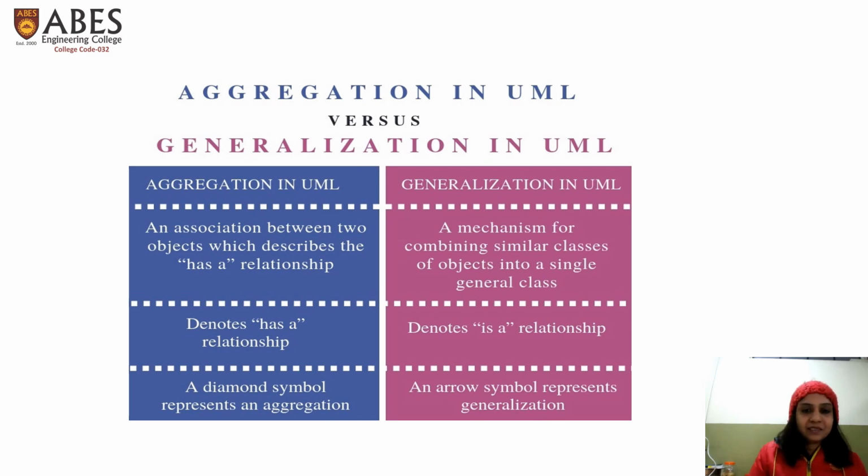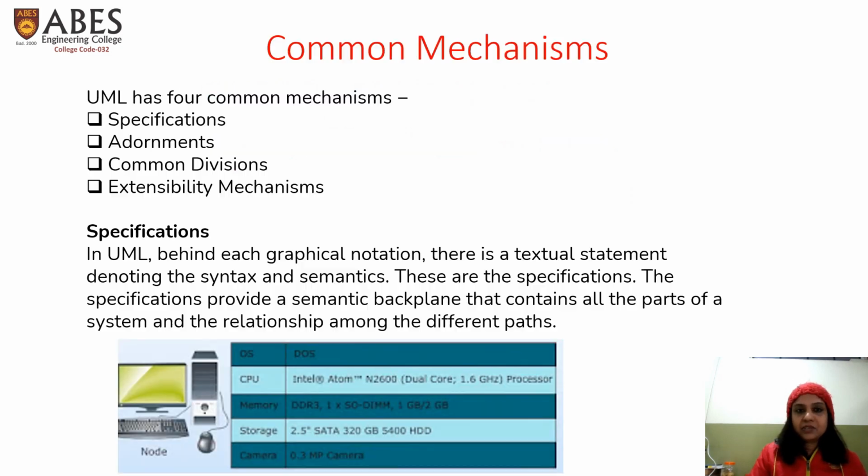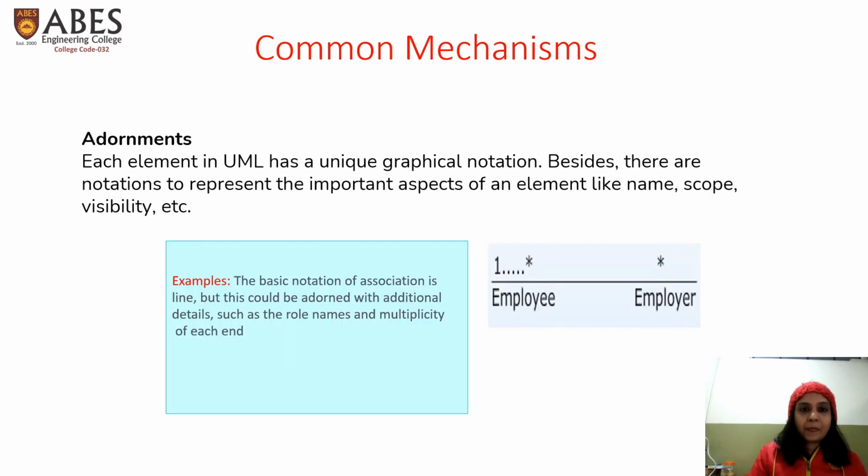This is a brief difference between generalization and aggregation. Aggregation is basically a has-a relationship, generalization is an is-a relationship. Aggregation is represented with the help of a diamond symbol, generalization with the help of a triangle symbol. Generalization is stronger than aggregation. These are some common mechanisms used in UML: specification, adornments, common division, and extensibility mechanism.